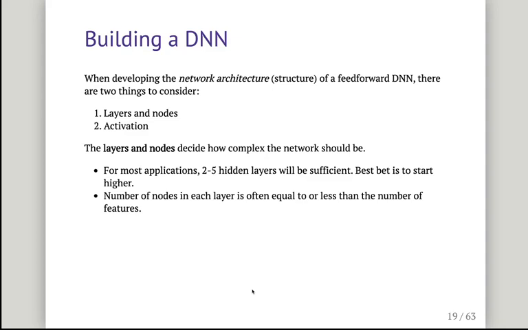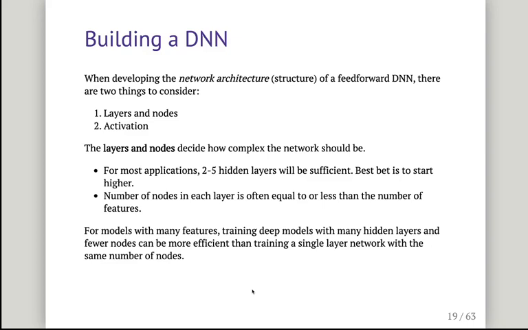These are used to decide how complex the neural network needs to be. For most problems, you actually don't need that many hidden layers to do a good job. Something like 2 to 5 is often sufficient. Start somewhere in the 4 to 5 range. You can always delete layers if need be. The number of nodes in each layer is often equal to or less than the number of features that's being used. That seems counterintuitive, but it turns out that if you're training a deep model with lots of layers and fewer nodes, that can be more efficient than having fewer layers and more nodes. So sometimes it makes sense to have fewer nodes than your inputs.